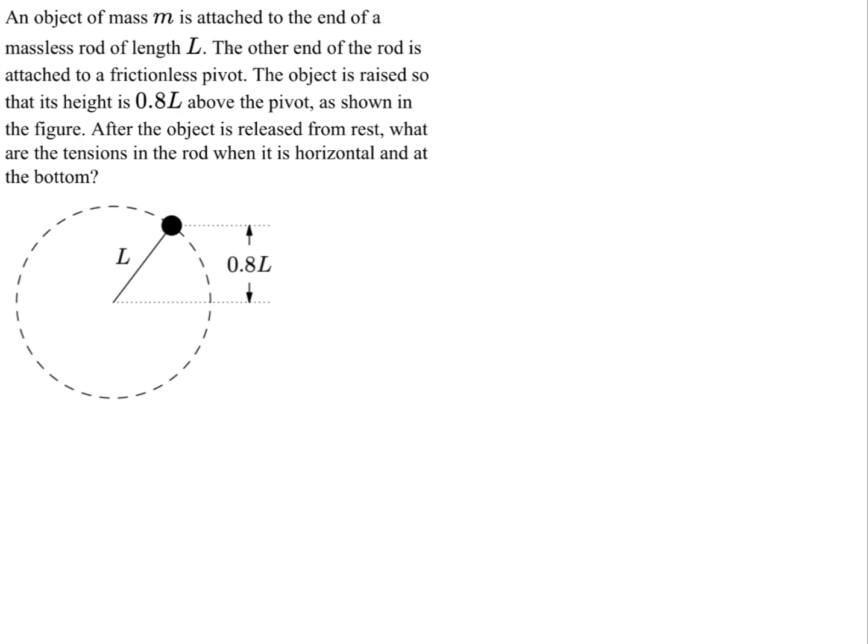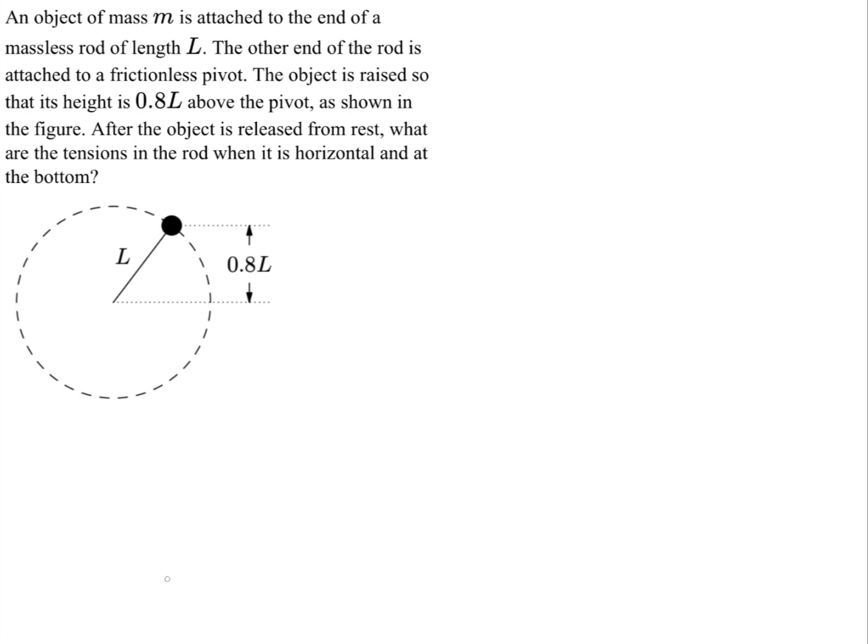An object of mass m is attached to the end of a massless rod of length L. The other end of the rod is attached to a frictionless pivot. The object is raised so that its height is 0.8 L above the pivot, as shown in the figure here. After the object is released from rest, what are the tensions in the rod when it is horizontal and at the bottom?